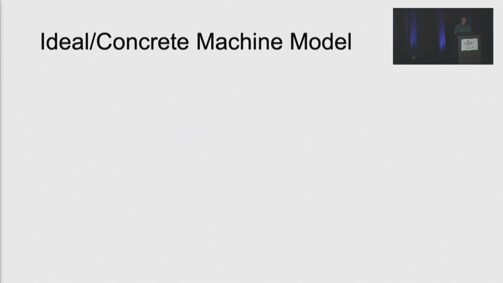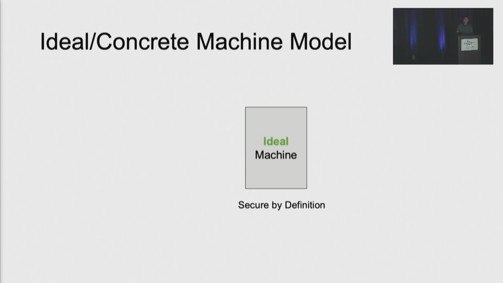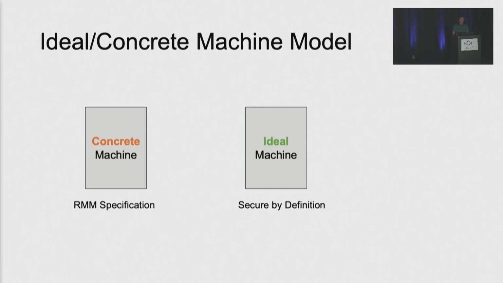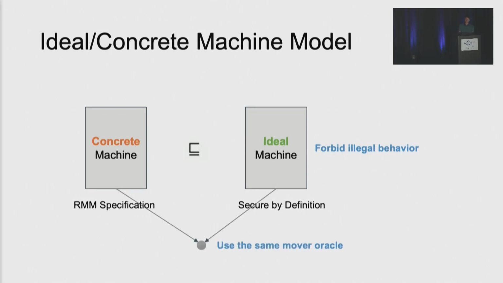Thus, we introduce an ideal concrete machine model to address the difficulties. The ideal model forbids the hypervisor from accessing the realm's private data by definition, while the concrete machine is just the RMM specification. By proving the concrete machine refines the ideal machine, we can show that RMM satisfies the security policy defined by the ideal machine. In our approach, the ideal machine forbids illegal behavior rather than enumerating all legal information flows. Also, the ideal machine uses the same mover oracle as the concrete machine to handle concurrency. This guarantees that they generate the same interleaving and the other CPUs' behavior are the same.